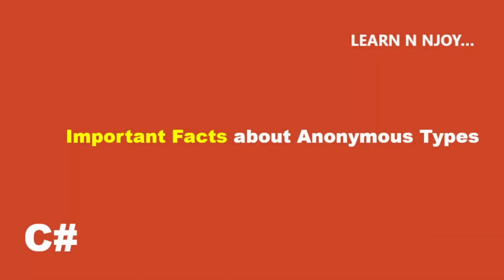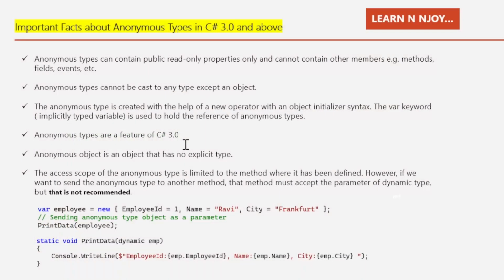Important facts about anonymous types. Let's learn some important facts about anonymous types. Number 1. Anonymous types can contain public read-only properties and cannot contain other members, for example, methods, fields, events, etc. It's very important whenever we are going to use anonymous types, we need to have only public read-only properties, not any other members like methods, fields, events, etc.